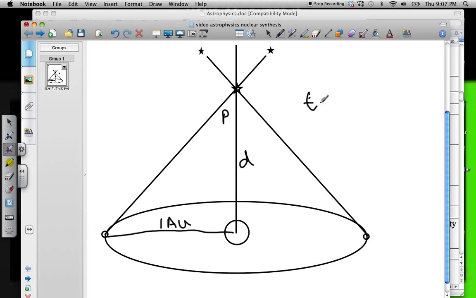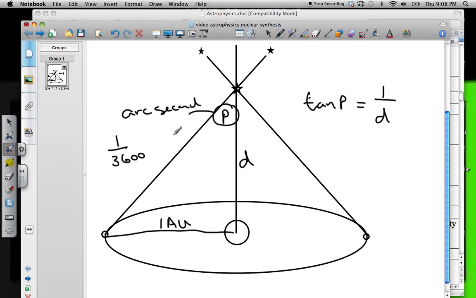Now if we take the tan of P, that would equal 1 AU over D. Now it turns out that this angle is extremely small. We actually measure it in something called an arc second. Now what that basically means is that you take 1 degree and divide it by 60 and you get minutes, and you divide each of those minutes by another 60 and you get an arc second. So it's 1/3600th of a degree.